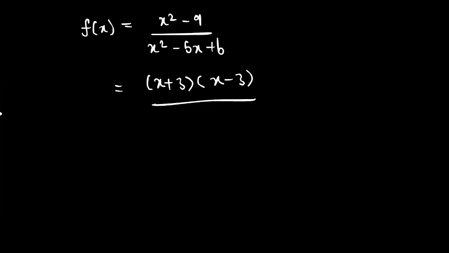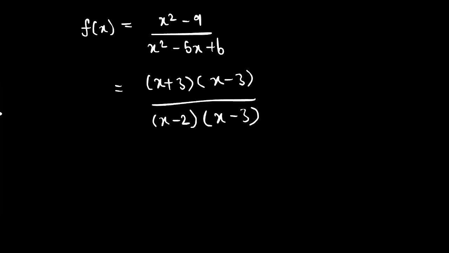So that is then going to be x minus 2, x minus 2, and x minus 3. Right? Negative 2 times negative 3 gives you positive 6, and added together gives you negative 5. So this is going to be our factored out function.